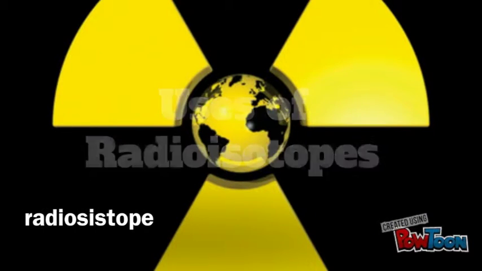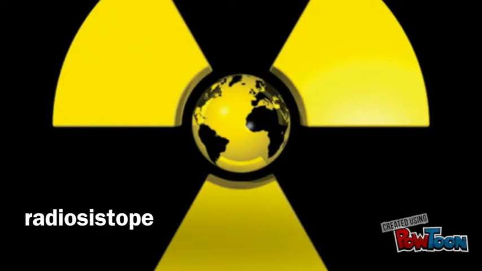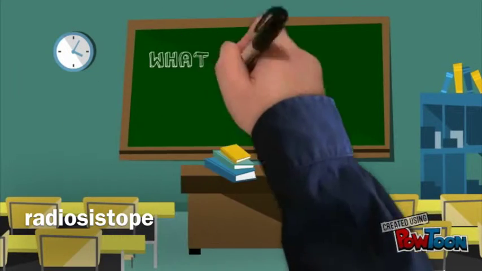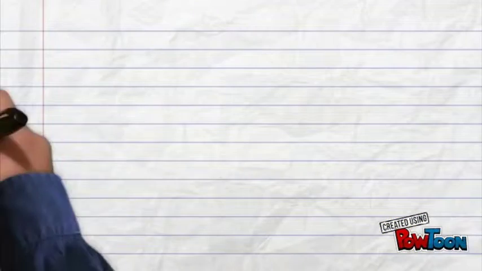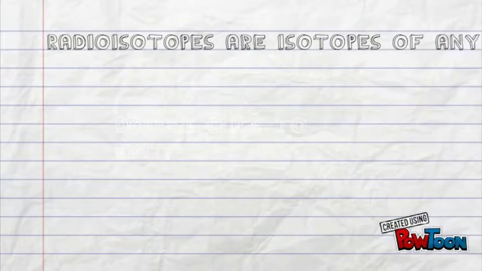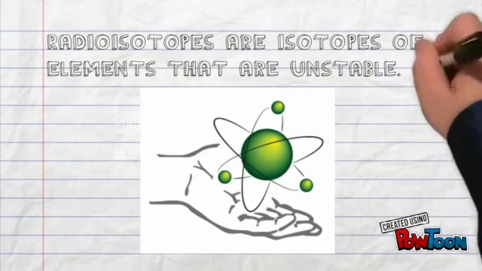Today we're going to be talking about uses of radioisotopes. So, what exactly are radioisotopes? Well, radioisotopes are basically isotopes of any elements that are unstable.